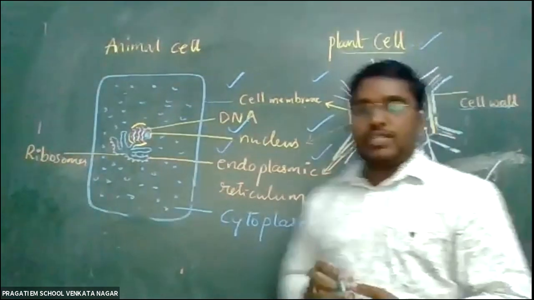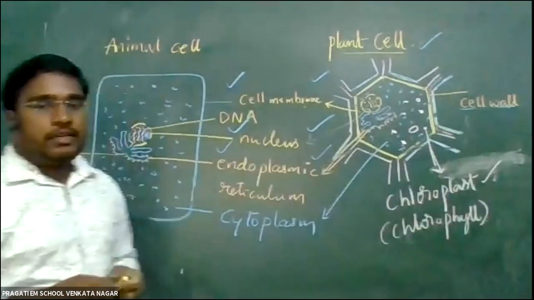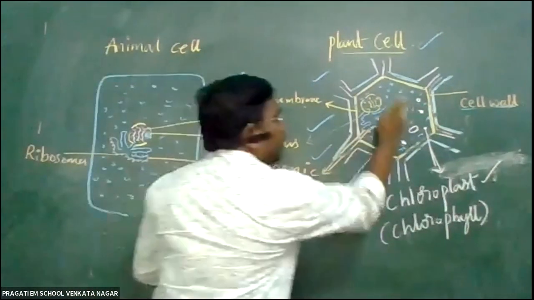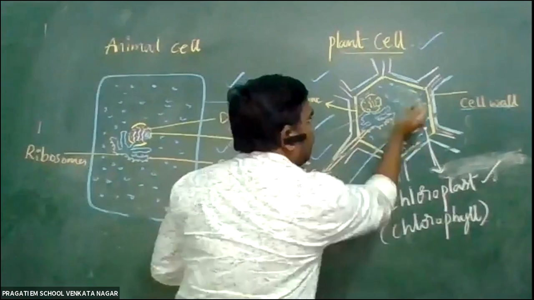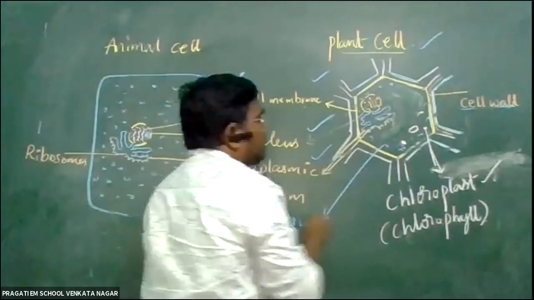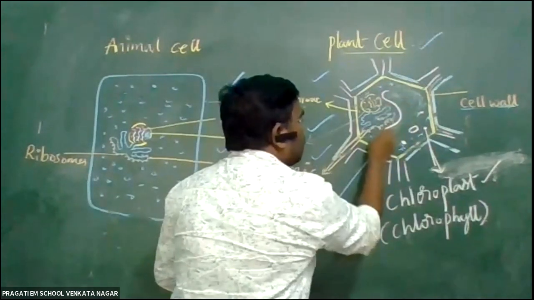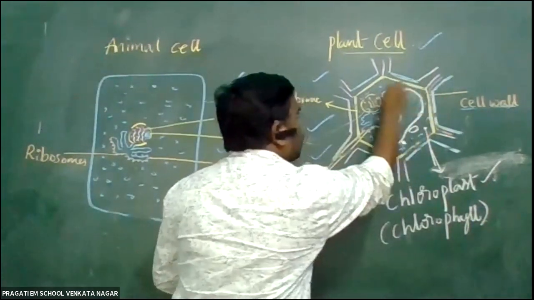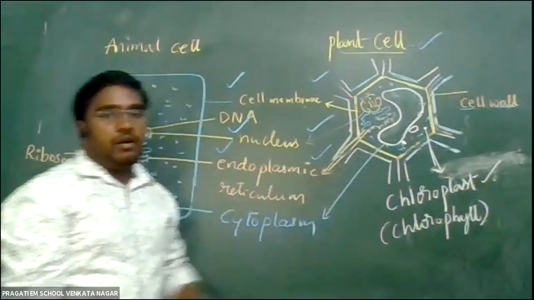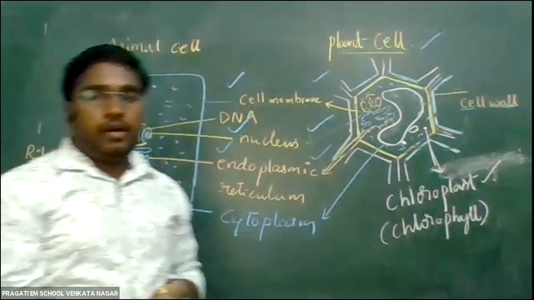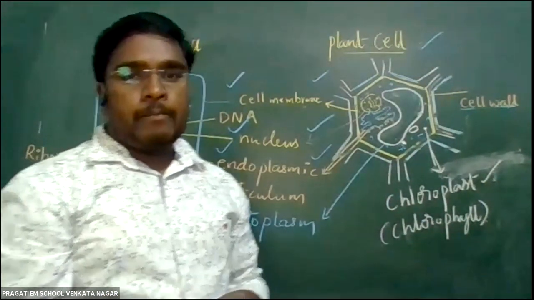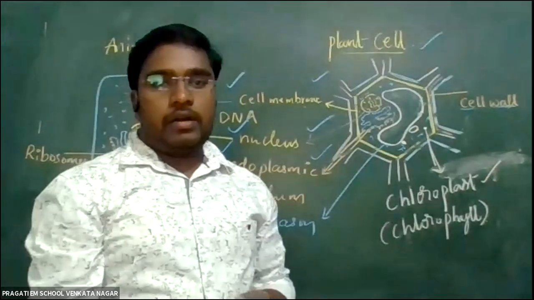Next, important structure. This is another difference between plant and animal cells. Look at here. In the plant cells, there is a structure called vacuole. Yes, Manognya?